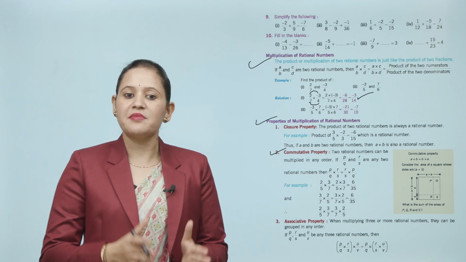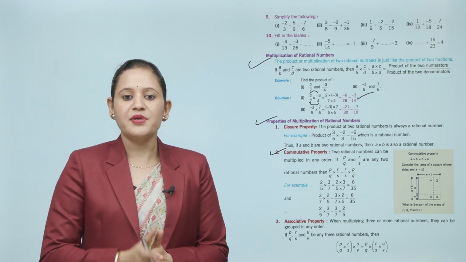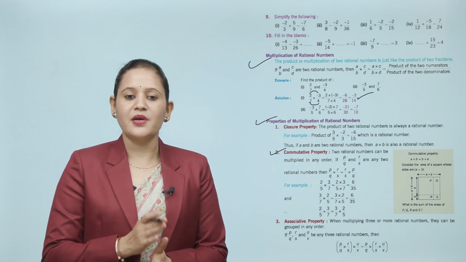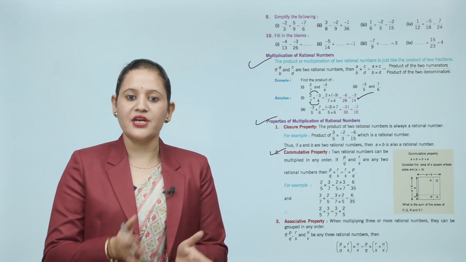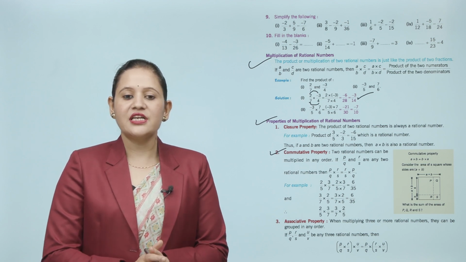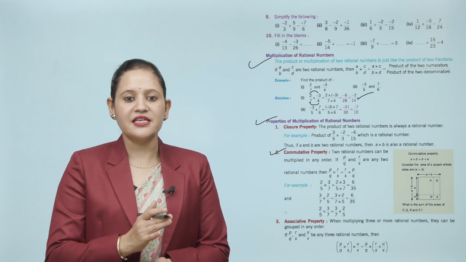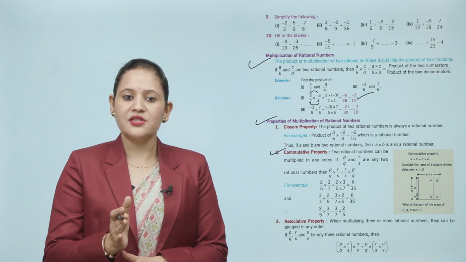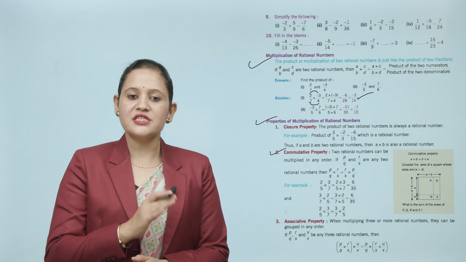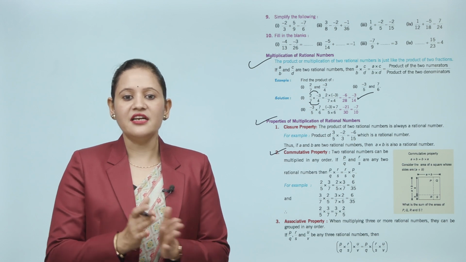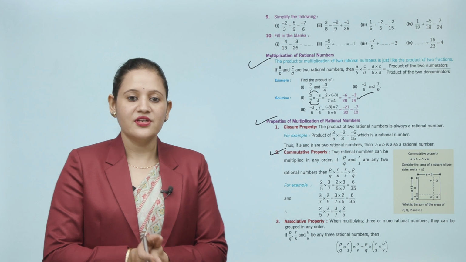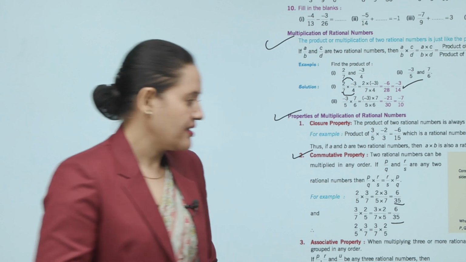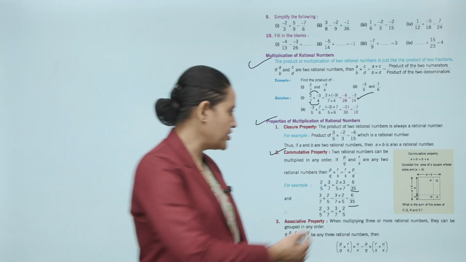Two rational numbers can be multiplied in any order. If p upon q and r upon s are two rational numbers, then p upon q multiplied by r upon s equals r upon s multiplied by p upon q. For example, 2 by 5 multiplied by 3 by 7 equals, we can change the order. So what will we get? 6 upon 35. If we change the order, 3 upon 7 multiplied by 2 by 5, again we'll get 6 upon 35. So in both cases, the product is the same. Clear?